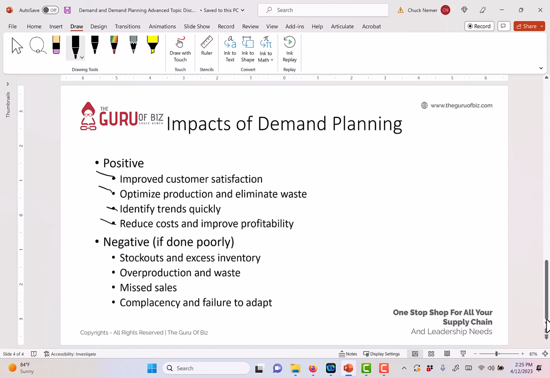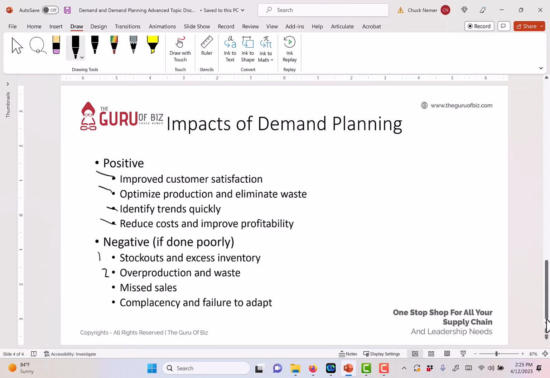And lastly, a fourth one here, balancing supply and demand through demand planning can help companies reduce costs and improve profitability by avoiding stockouts or excess inventory. Now, on the negative side, if we don't do it well, we run into some of these as well. Poor demand planning can lead to stockouts or excess inventory, of course, and that can increase costs and reduce customer satisfaction.